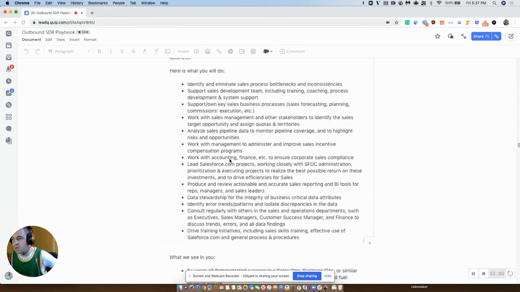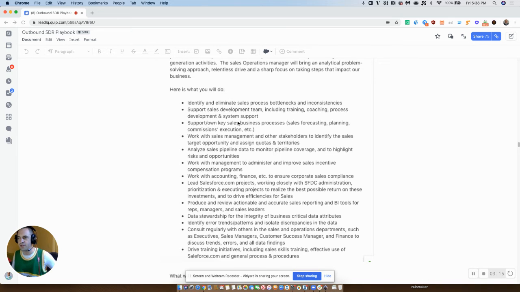So, for example, here: Salesforce.com projects, working closely with Salesforce administration, best possible return on these investments, drive efficiencies with sales. That is something I can speak to. I can work with that. That has to do with Lead IQ. And then the other thing here: support sales development team, including training, coaching, process development, and system support. So systems and processes that are used by the sales development team. Okay, that's Lead IQ. We're a tool that is for the sales development team.